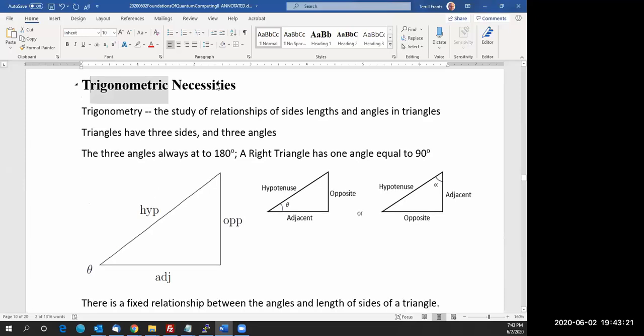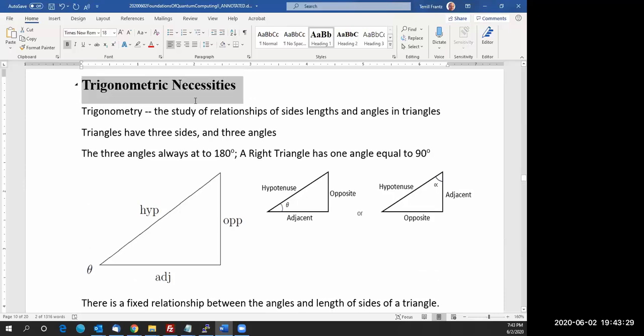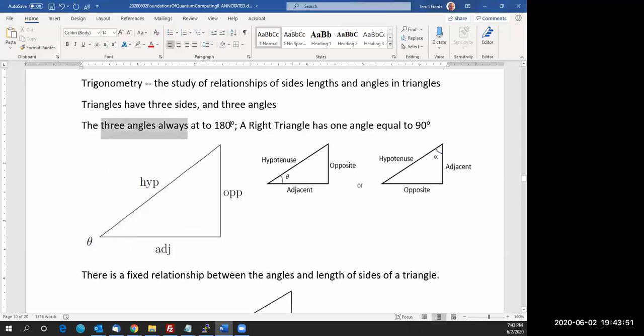So let's talk about trigonometry, and I suspect some of you will catch me on some errors here, so please do if I get something wrong. But trig is essentially the study of relationships of the sides, the length of the sides, and the angles in triangles. As a reminder, triangles have 3 sides, and they also have 3 angles associated with them. The 3 angles always sum up to 180 degrees. So this angle plus this angle plus this angle equals 180 degrees.